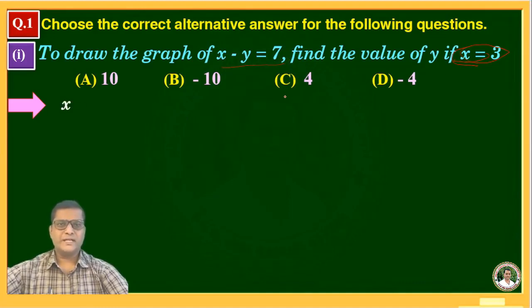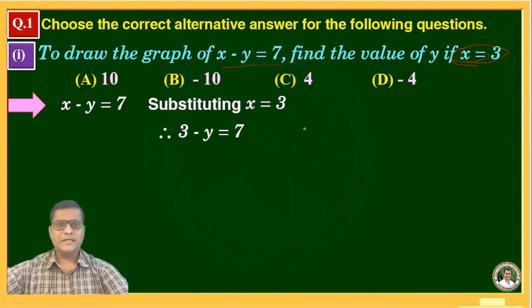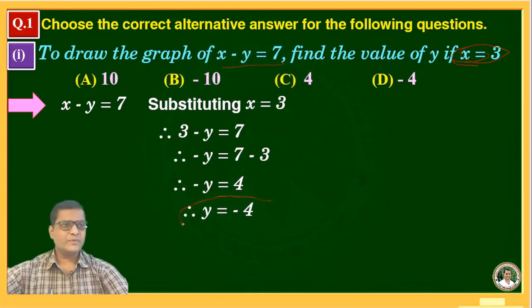See here, first write down x minus y is equal to 7. In this equation substitute x is equal to 3. If we substitute the value of 3, then we will get minus y is equal to 7 minus 3. Therefore, minus y is equal to 4. Multiply this equation both sides by minus 1. You will get y is equal to minus 4. And this y is equal to minus 4 is given in option D. Therefore, option D is the answer.